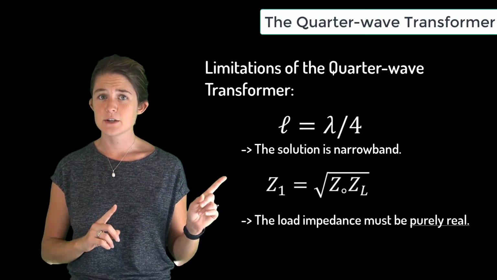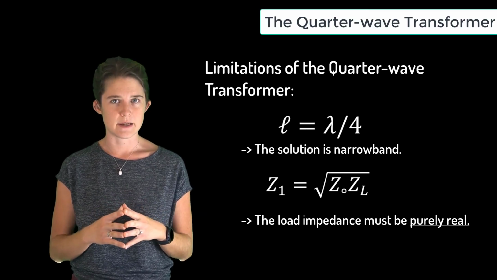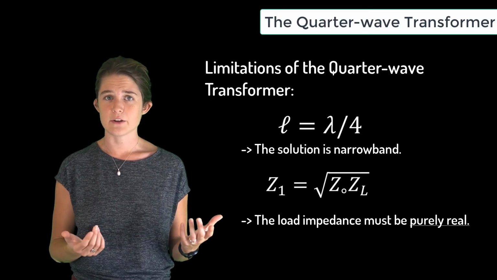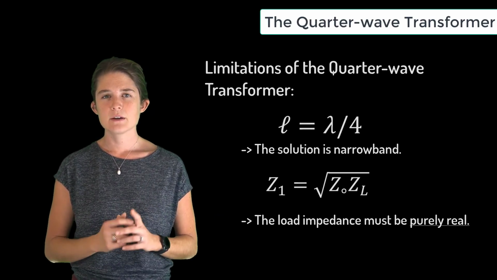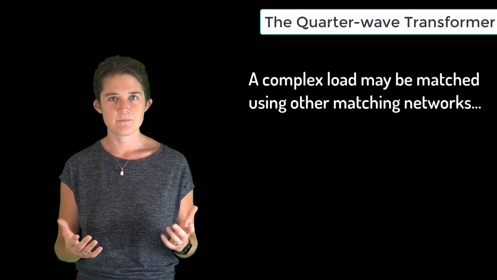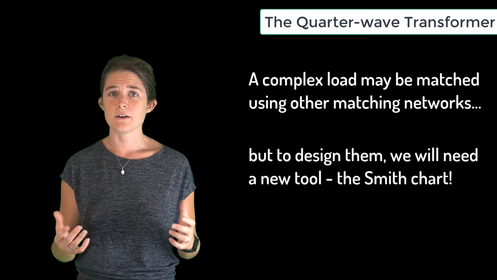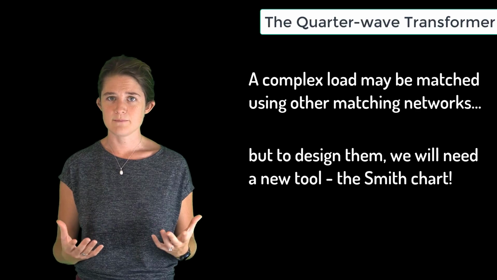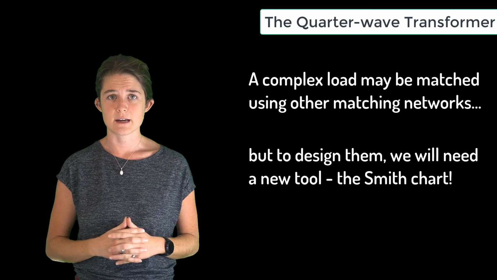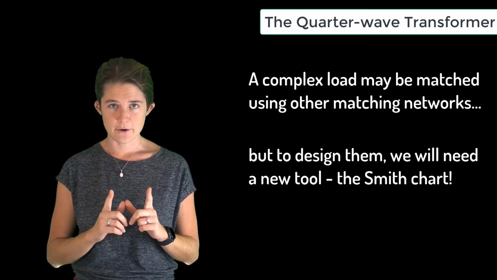A lossless transmission line, like the quarter wave section we've added here, has a purely real characteristic impedance. So if you have a complex load impedance, the calculated Z1 value will be unachievable. To match a complex load, we will need to explore other matching network options. But more complex structures quickly become much more difficult to design via pure mathematical manipulation. Luckily, there's a graphical tool that can be used to greatly simplify this design process, the Smith chart. We're going to take some time to consider this powerful design tool.